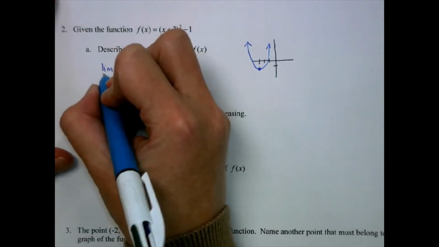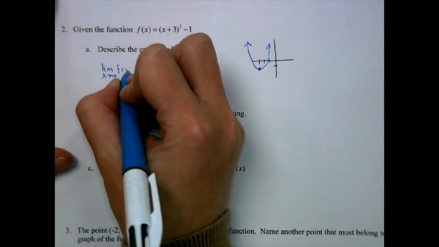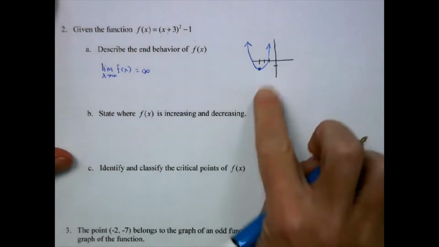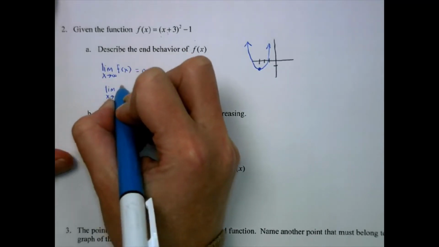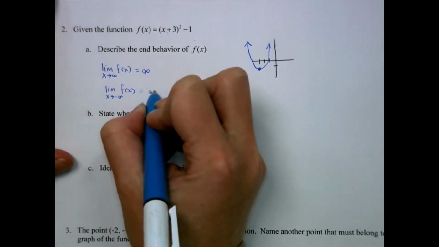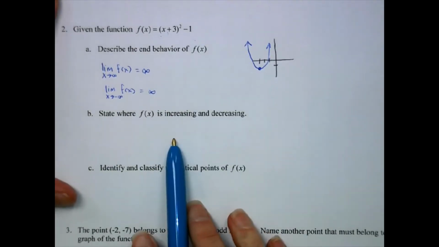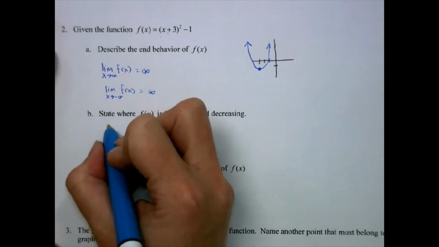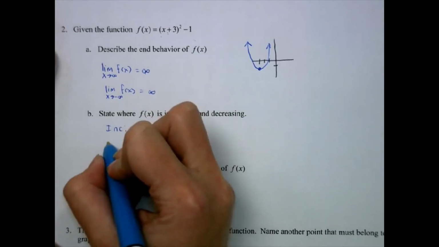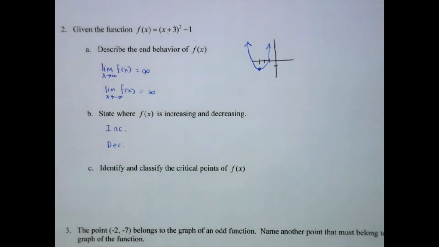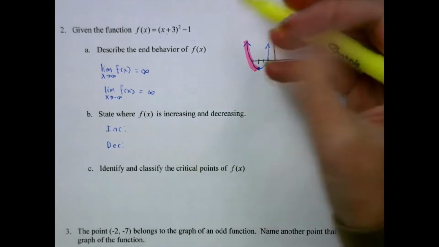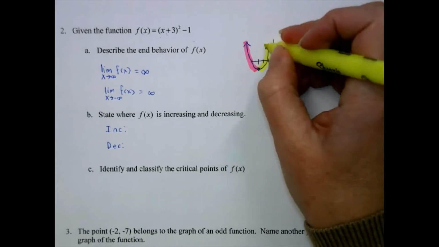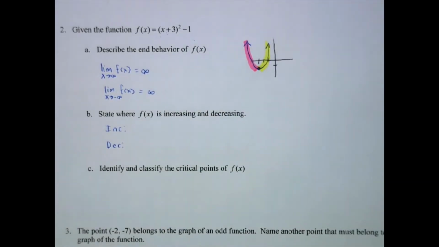Just like the last one, as we go to infinity, our graph is going to infinity. As we go to negative infinity, we're going to infinity. Increasing and decreasing, we talked about with our free response question. So it's decreasing to here, then increasing. And people will be tempted to say it's always increasing because both those arrows are going up.